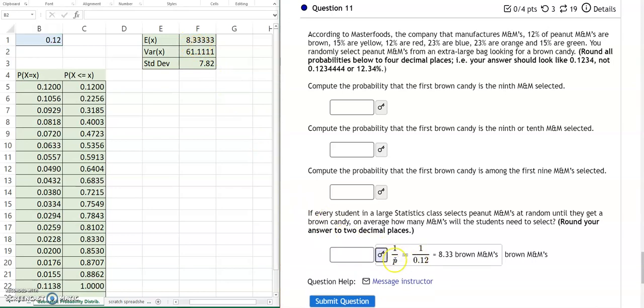And this is the calculation that we use, which is 1 over p, and as we remember, p represents the decimal version of that 12% of getting a brown M&M. And so we do 1 divided by 0.12, which gave us 8.33, which is the same as this box right here of the expected value.